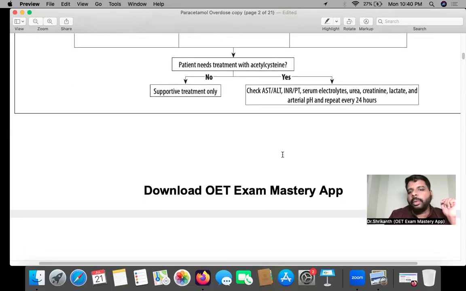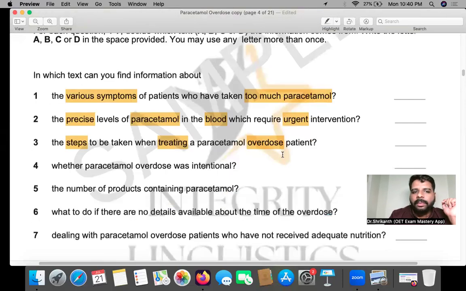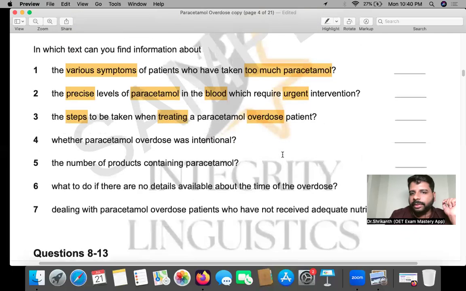Okay, so let's see. What will be the answer over here? What will be the answer to the third question? The third question will be text B. Now, how did you find the answer? Simply by reading the headings.